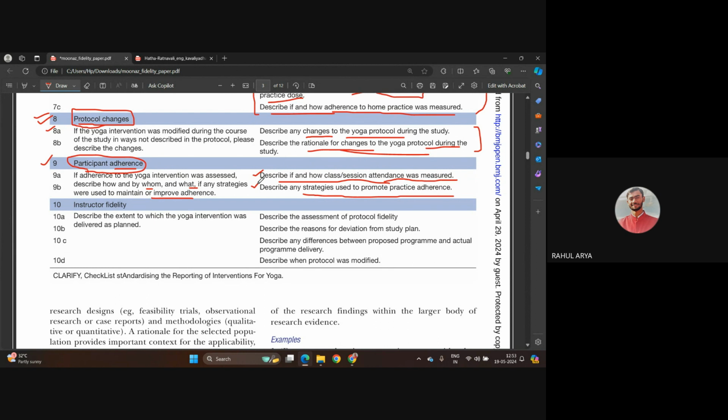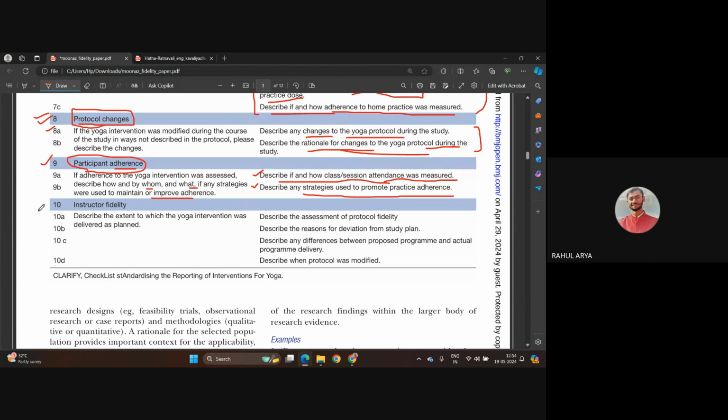Point number 9, Shivani ji. सर कोई भी इसमें डिस्क्राइब एनी स्ट्रेटेजीज टू प्रमोट प्रैक्टिस एडहेरेंस. सर इन केस एनी complication arises to these practitioners, so we have to give them some different practices which they can do at that time in less frequency or somewhat like that.